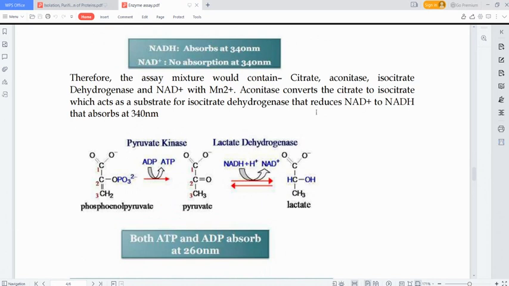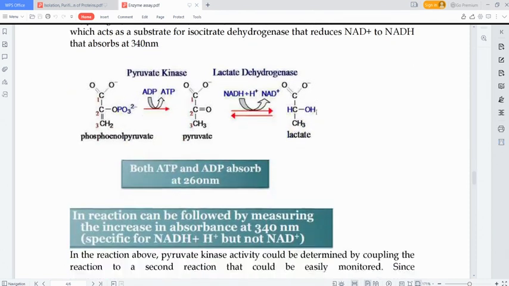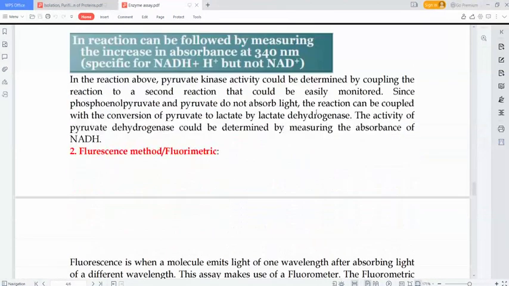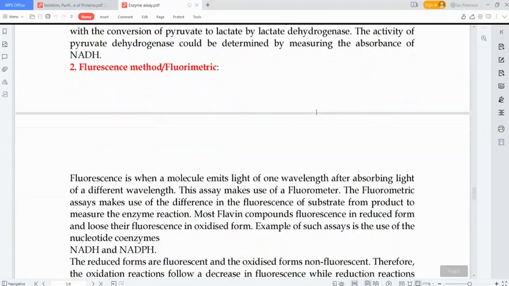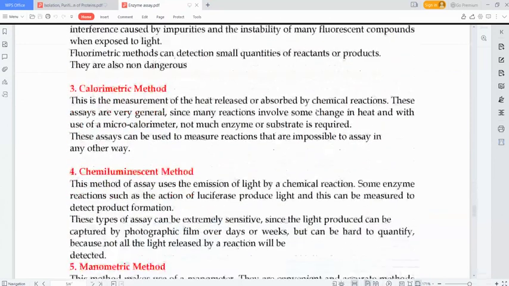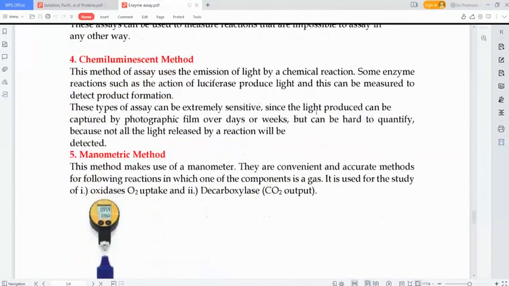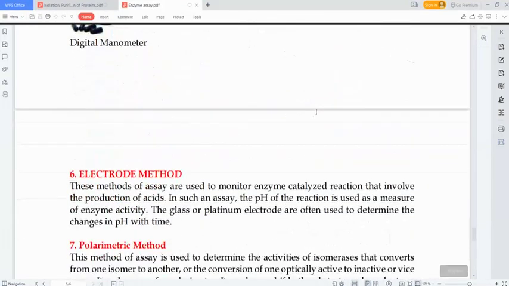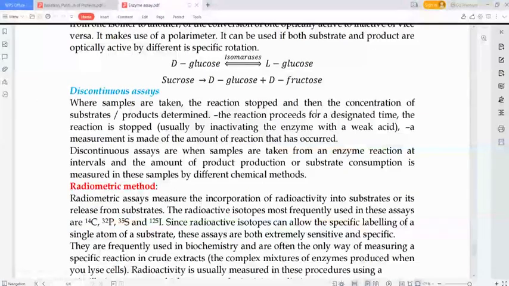Take note of them. ATP does not absorb, but NAD does. So if you want to check the activities of pyruvate kinase, you begin to couple that reaction to lactate dehydrogenase. Okay, so that you measure your NAD, which can absorb, in all the components of this reaction. So that's it, we have different methods. Fluorescence, I want you to just read these ones up: colorimetric method, chemiluminescence method, manometric method, and so on, electrode method, polarimetric method, and so on and so forth.